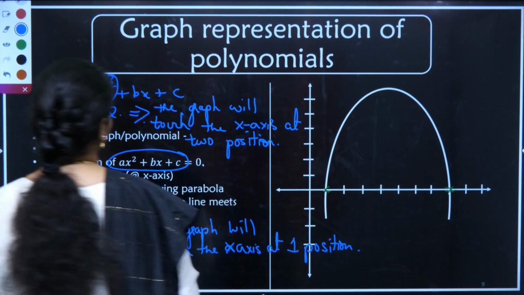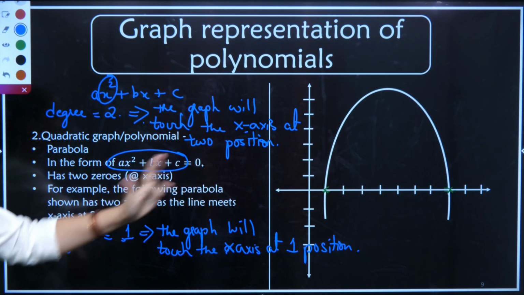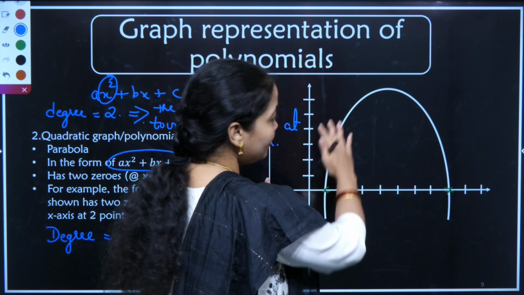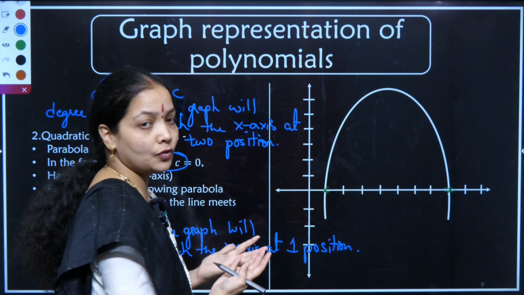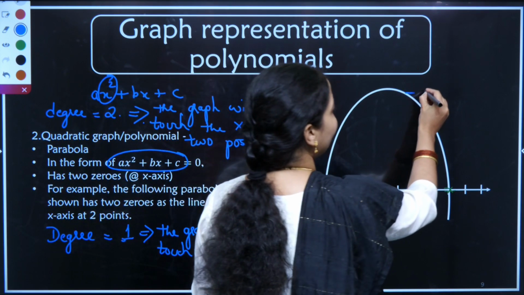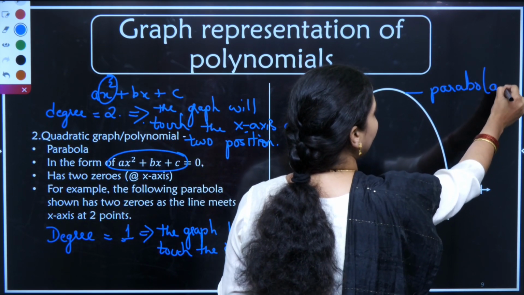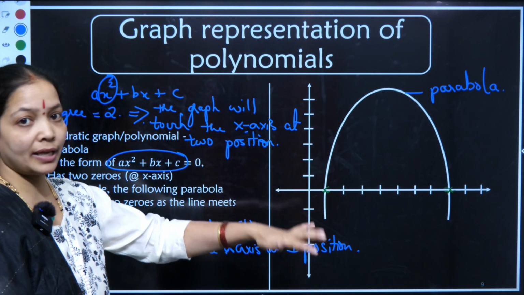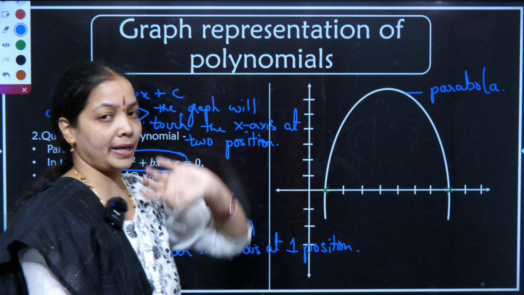Now in a quadratic polynomial, the general form was ax square plus bx plus c. Normally a quadratic polynomial's graph will be in this manner. It will be in an inverted U or an upright U format, which we call a parabola. This is called a parabola. When it is tilted downward, we call it a negative parabola. When it is tilted upward, we call it a positive parabola.